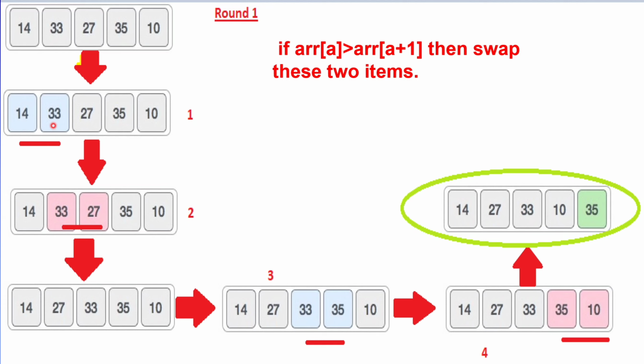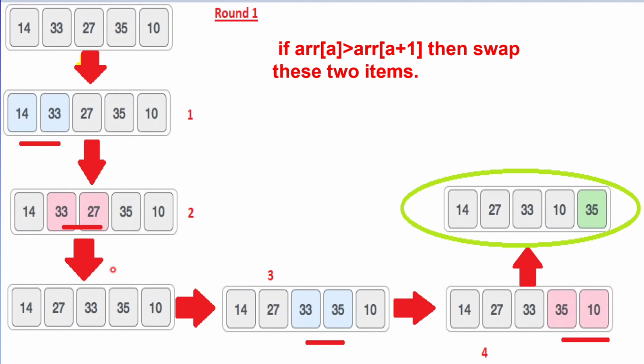The next two elements are 33 and 27. Now 33 is the a position and 27 is the a plus 1 position. Here this statement is valid: array of a is bigger than array of a plus 1. So we have to swap these two items. After swapping, our array is 14, 27, 33, 35, 10.